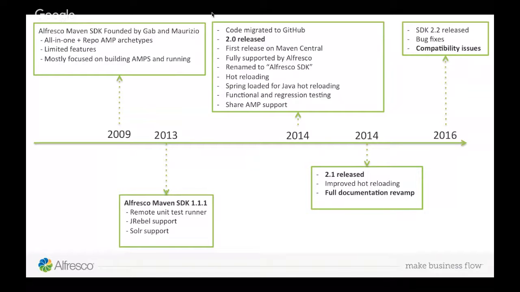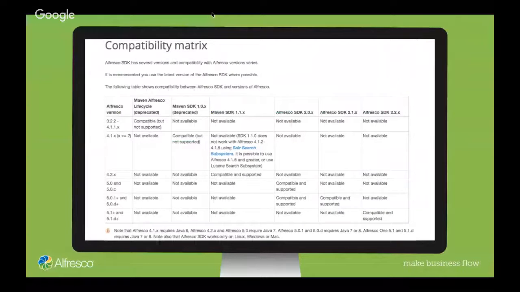Then a short while after that, we realized we had some issues around the JVM and JDK versions, so we had to push out a 2.1 release. We also did a few enhancements to the hot reloading. We did a full documentation revamp, and then finally in 2016, we pushed out a 2.2 release to keep up with the Alfresco releases.